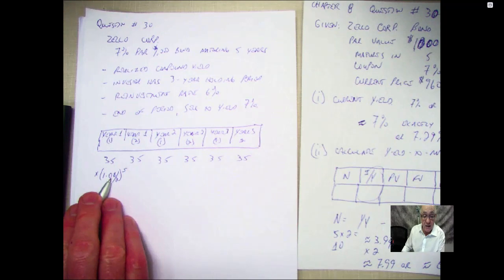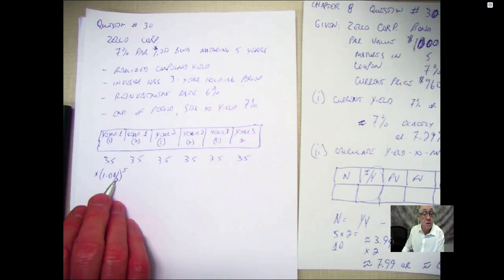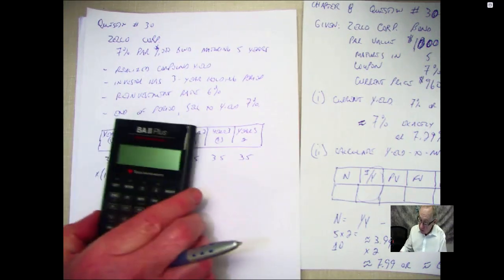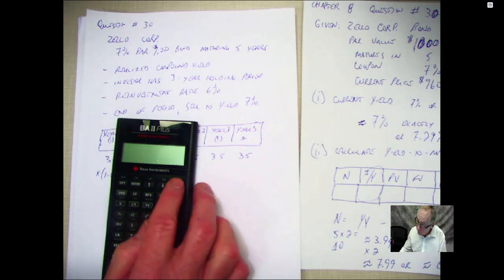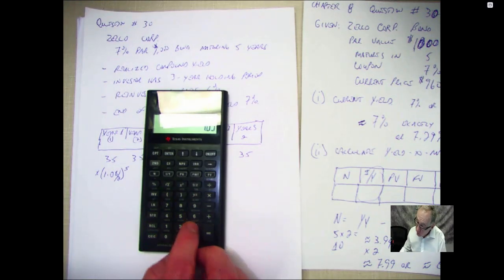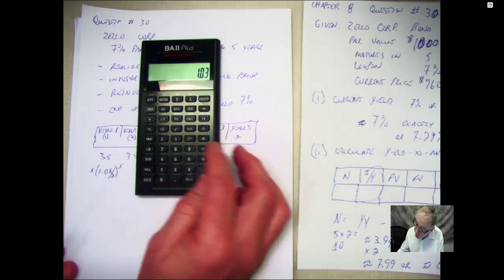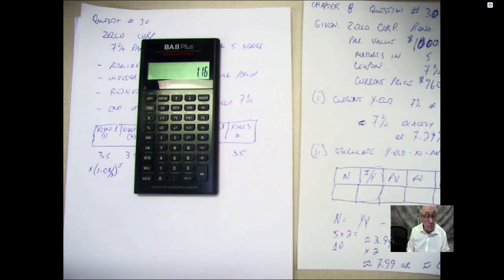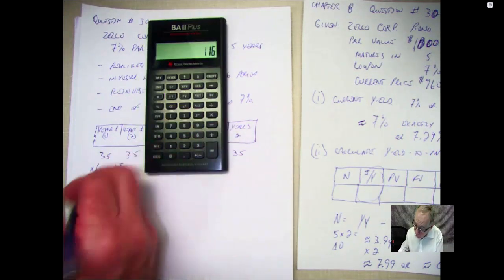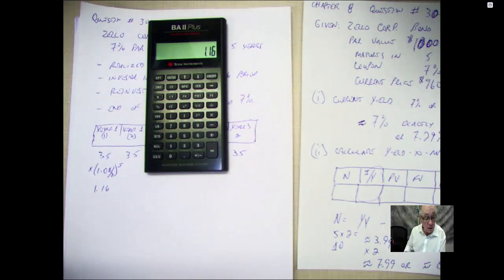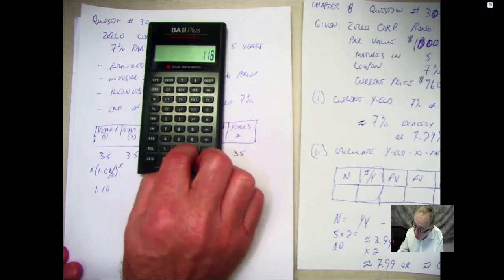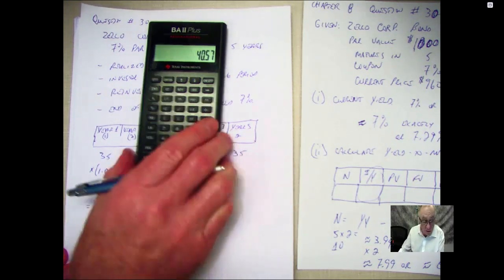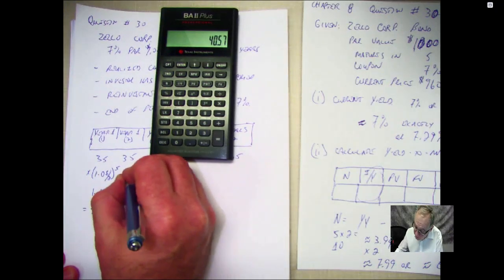In this case, our reinvestment rate is 6%, but we're looking at half-year periods, so we're going to change that to 3% semi-annual, and we have 5 compounding periods. So 1.03 to the 5 is going to give us 1.16. So our reinvestment on $35 is equal to $40.57.